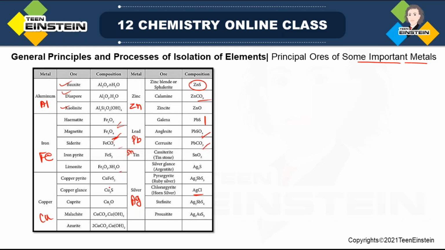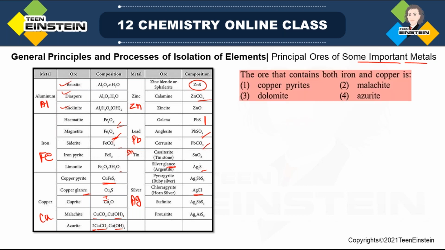Under copper we have copper pyrites. This name is very interesting because both metals are present together, copper as well as iron. Then copper glance, just like silver glance, which is also a sulfide. Cuprite is a copper(I) compound, that is an oxide. Then we have malachite, which has carbonate as well as hydroxide. In azurite it is the same, but the composition is slightly different.